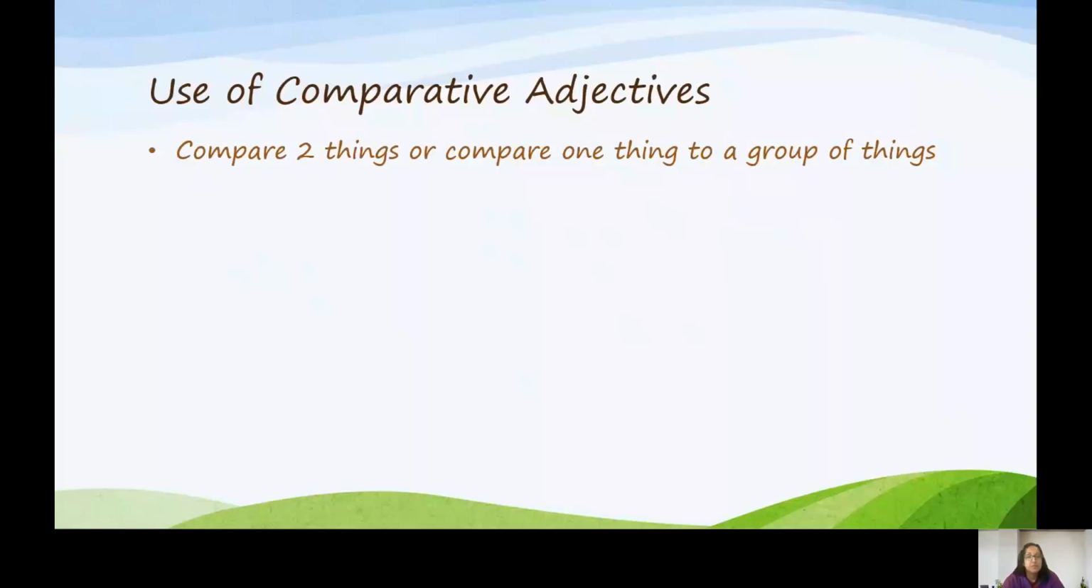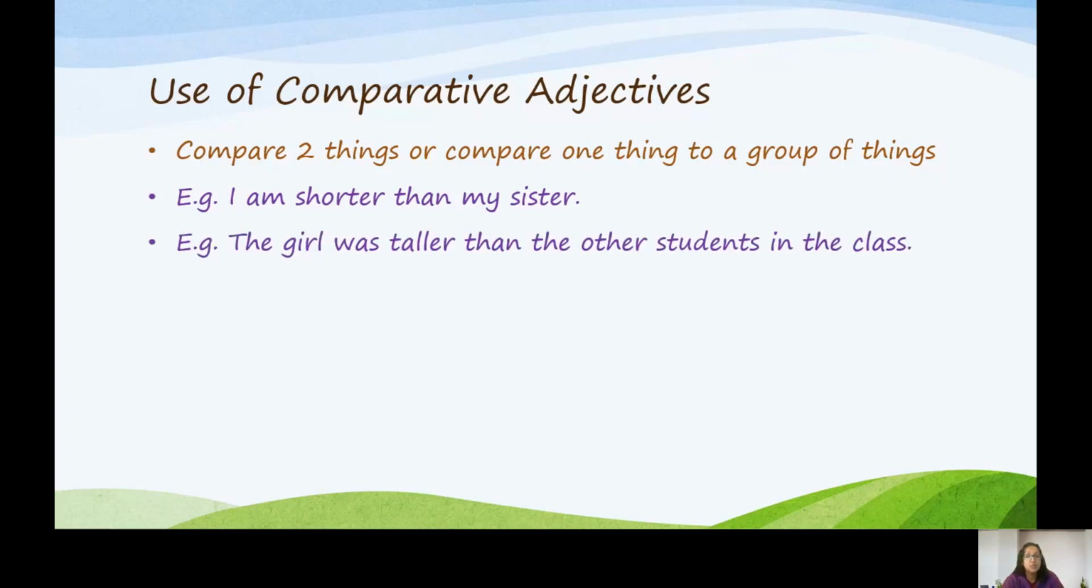We use comparative adjectives to compare two things, or to compare one thing to a group of things. For example, I am shorter than my sister. The girl was taller than the other students in the class. Notice we use than after the comparative. This shows us what we are comparing to.